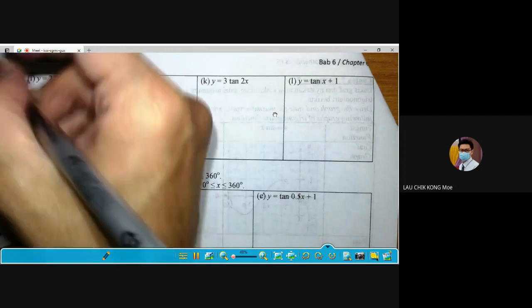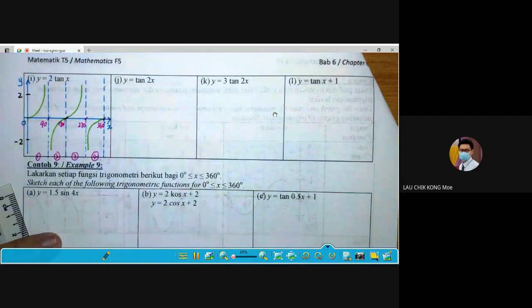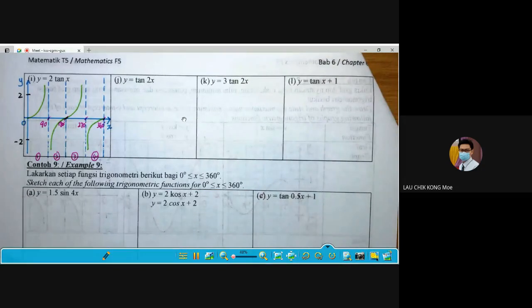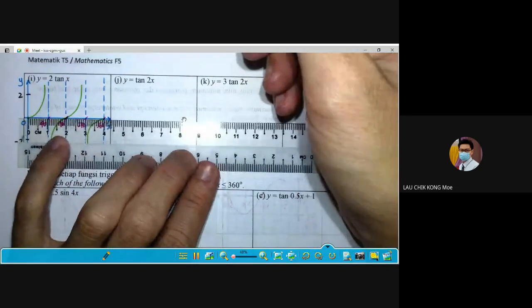And then amplitude 2. Awak tulis mana-mana 2. 2, negative 2. Tapi walaupun graph ini sebenarnya dia tak tengok amplitude lah. Tapi kita nyatakan juga lah 2, negative 2. Okay, and then we go to J. What is J? Okay, so also we need to draw the x-axis and y-axis first.